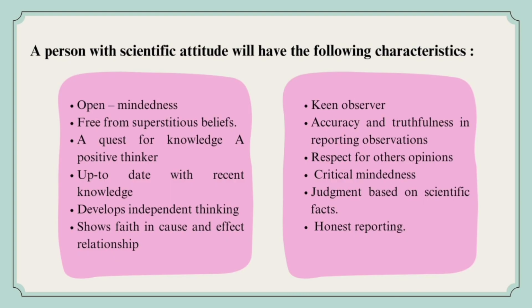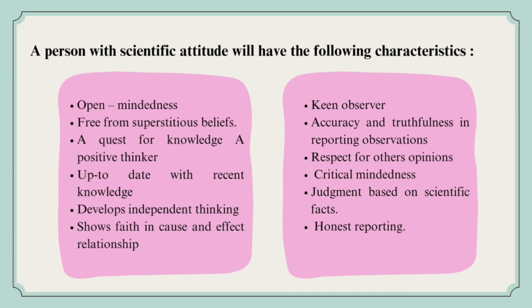A person with scientific attitude will have the following characteristics: open mindedness, free from superstitious beliefs, a quest for knowledge, a positive thinker, up to date with recent knowledge, develops independent thinking, shows faith in cause and effect relationship, keen observer, accuracy and truthfulness in reporting observations, respect for others' opinions, critical mindedness, judgment based on scientific facts, honest reporting.